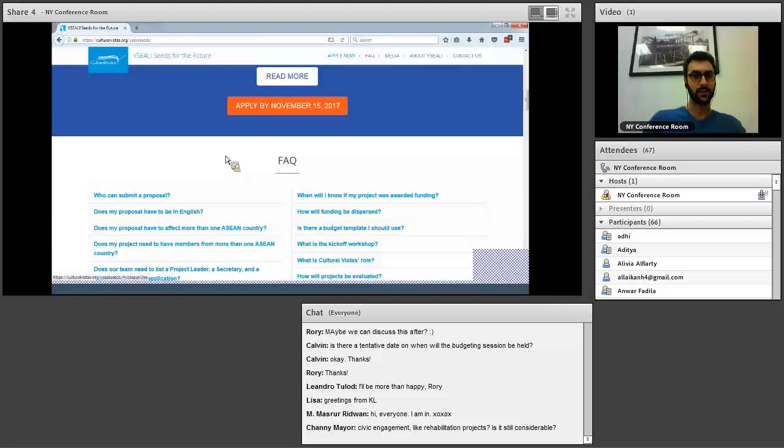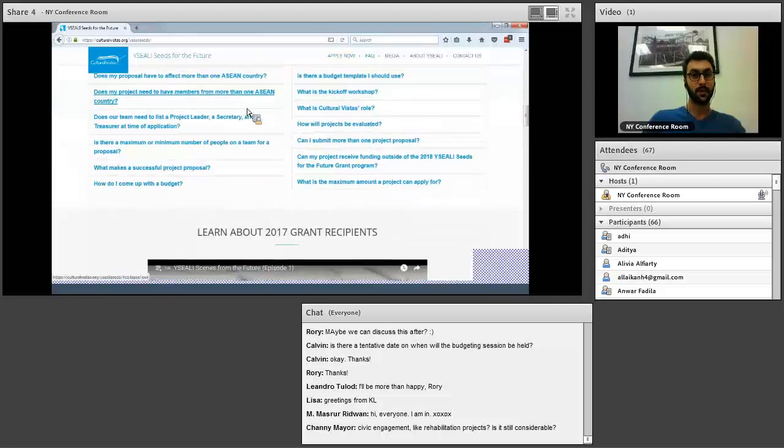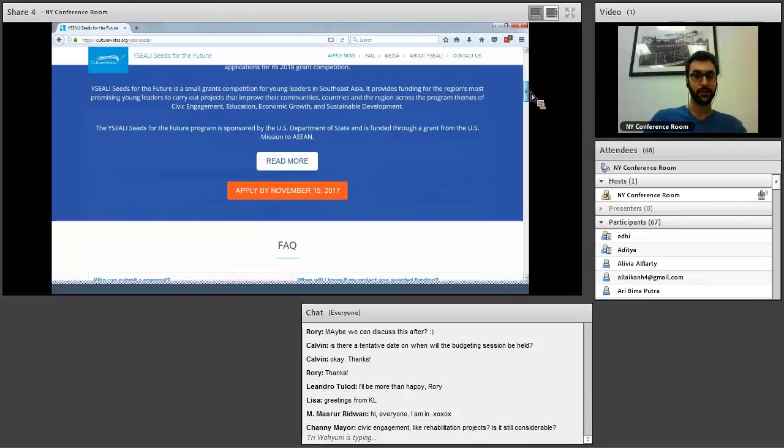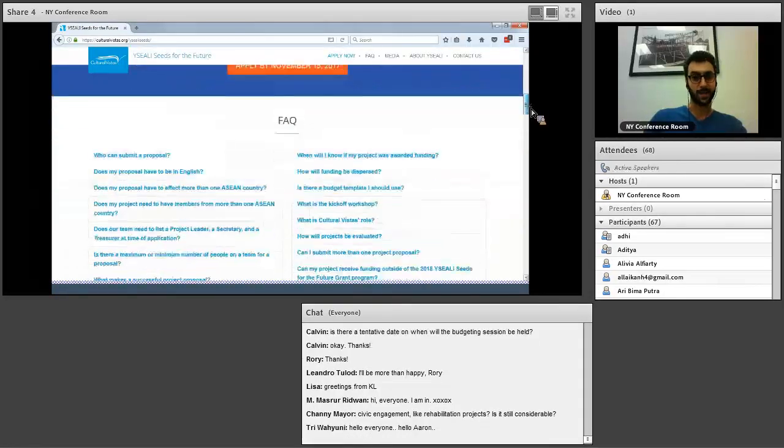We're going to move down to the FAQ and go through this together. So Channy Mayer is asking, civic engagement like rehabilitation projects, is this still considerable? Yes. So civic engagement can mean a whole host of things. A rehabilitation project can fall under civic engagement for sure. It could also fall under education, possibly. It depends.